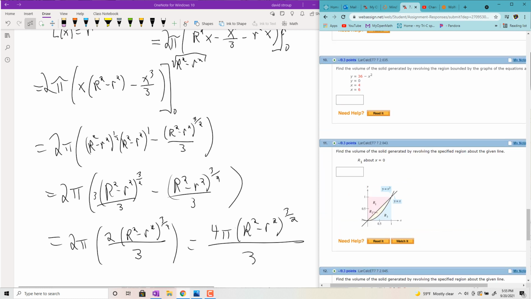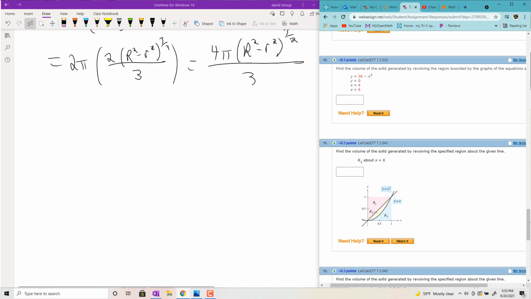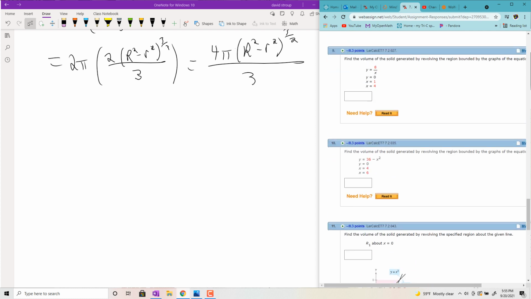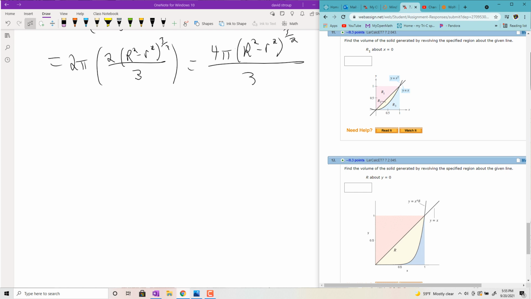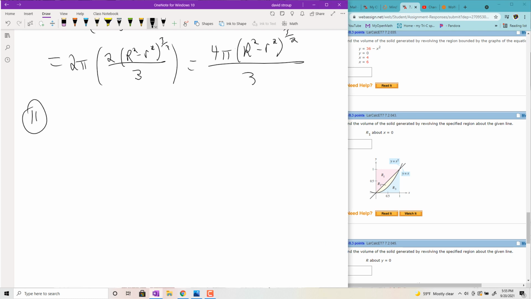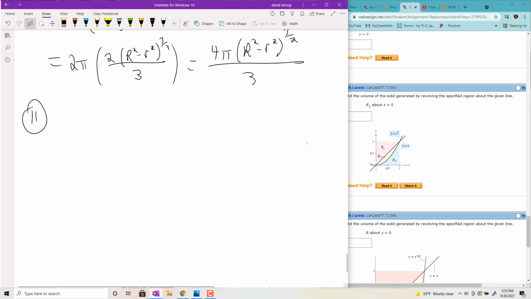Okay, maybe we should try one of these. Let's try this one, number 11. This one looks weird. So they give you a bunch of regions, and they want you to rotate apparently R1 about x equals 0. Okay. So region R1, this looks, maybe it's easier than I think.